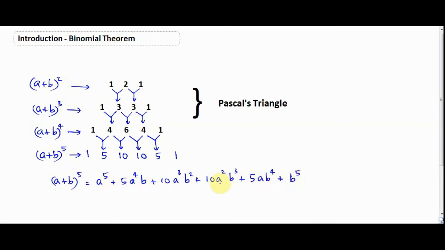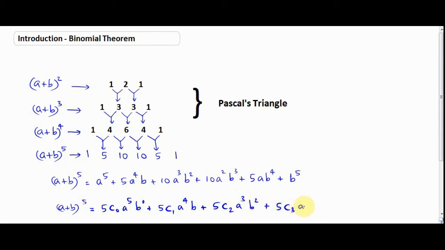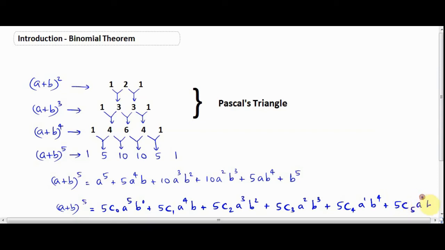So this will be the expansion corresponding to (a + b)^5. Now if you write these coefficients in terms of combination values, we may write (a + b)^5 as 5C0 a^5 b^0 + 5C1 a^4 b^1 + 5C2 a^3 b^2 + 5C3 a^2 b^3 + 5C4 a^1 b^4 + 5C5 a^0 b^5.